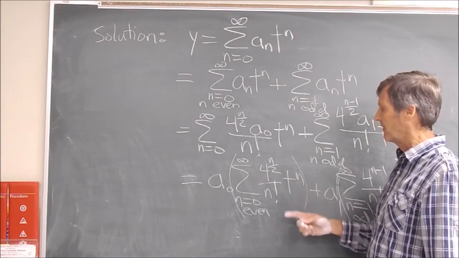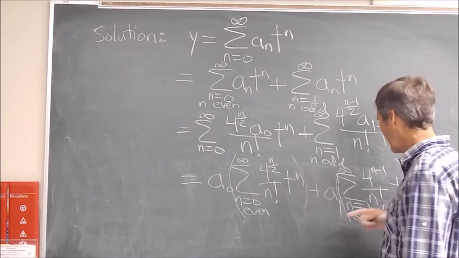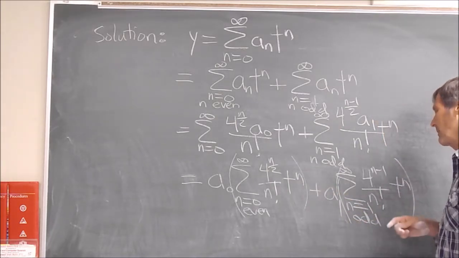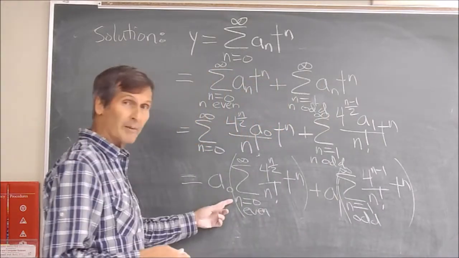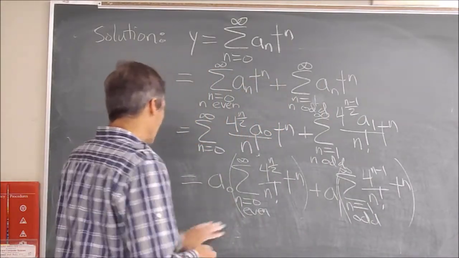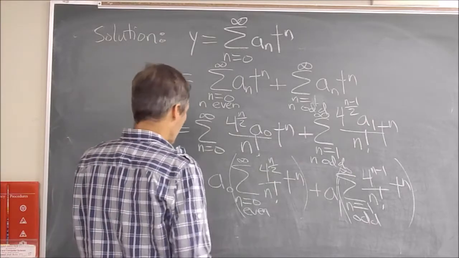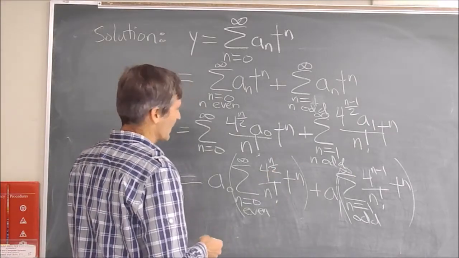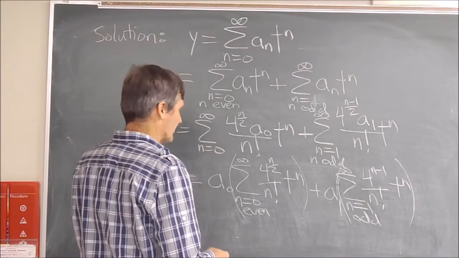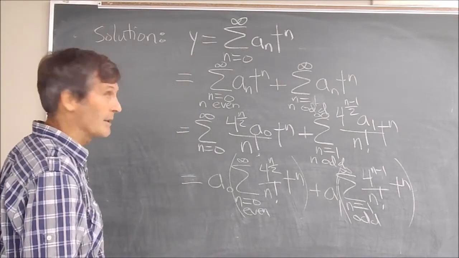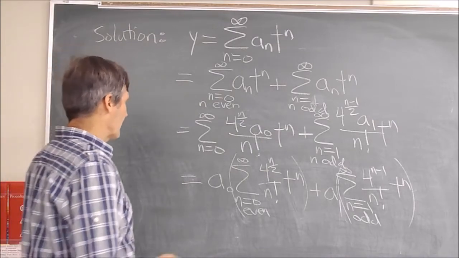Independent because this is an even function having only even powers of t. This is an odd function having only odd powers of t. So we've got an arbitrary linear combination of two independent functions. It must be, by theorem, the general solution, right? That was our theory for homogeneous equations with constant coefficients, or with continuous coefficients even. So this is the general solution. However, we don't like to leave it here. Typically, we like to rewrite this.